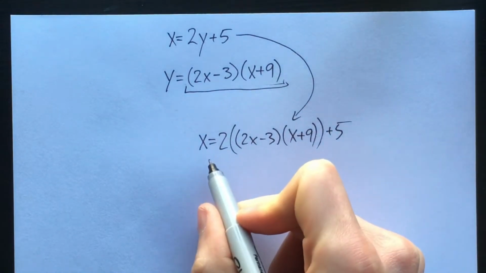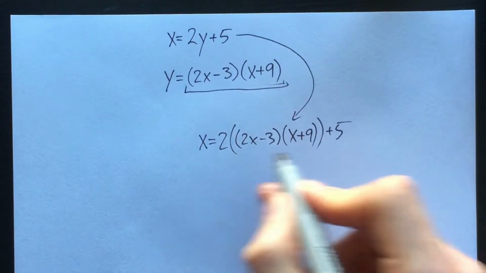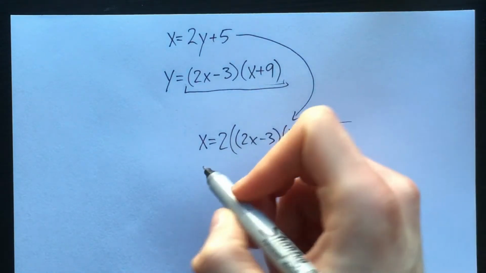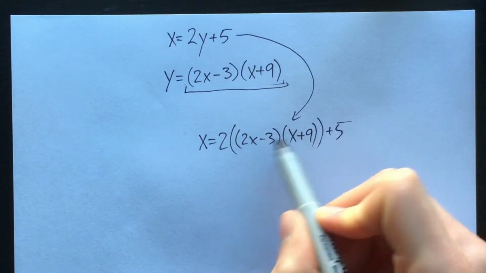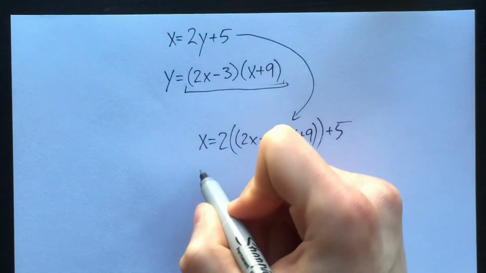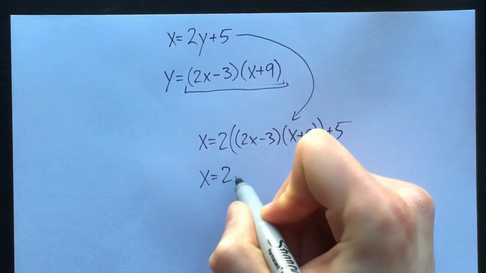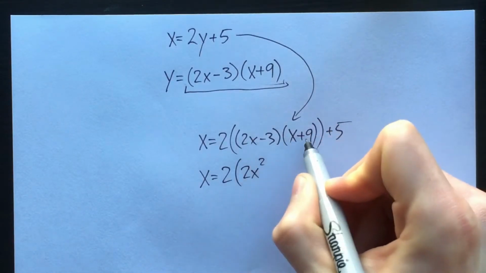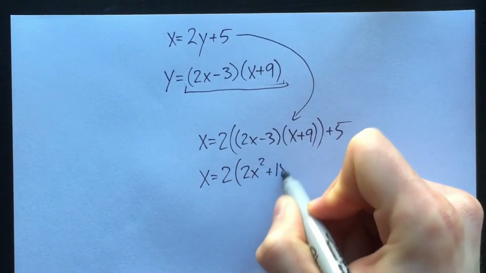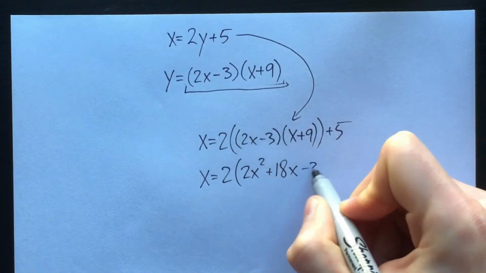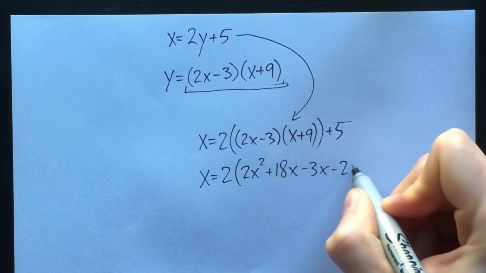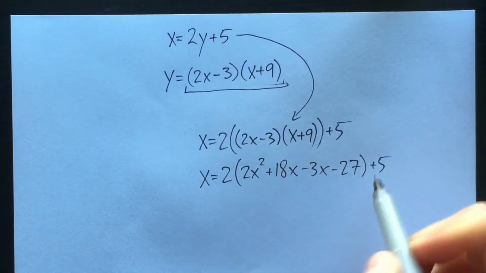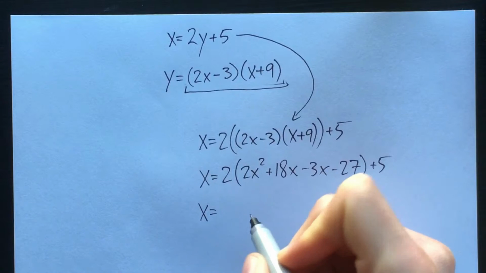So from here, I want to just go ahead and multiply it out, because again, we're down to one variable, so that's really convenient. So let's go ahead and multiply this out, get some kind of quadratic equation. And it's going to be quadratic because we're about to multiply an x by an x, so it'll be x squared, right? So x is equal to 2 times 2x times x, 2x squared, 2x times 9, so plus 18x, negative 3 times x, so minus 3x, negative 3 times 9, negative 27, all plus 5.